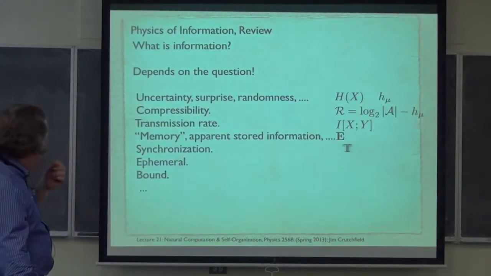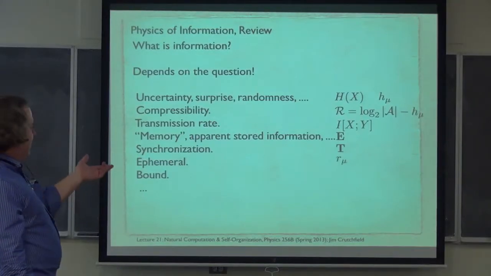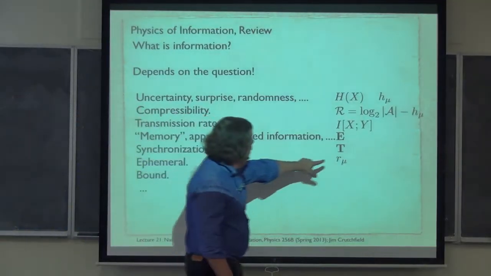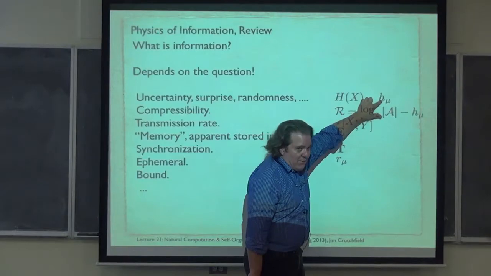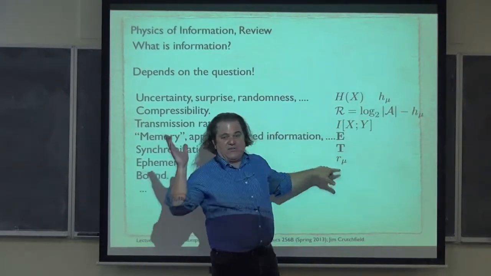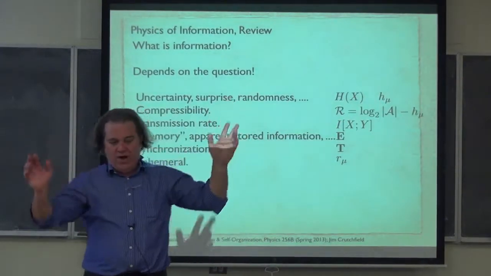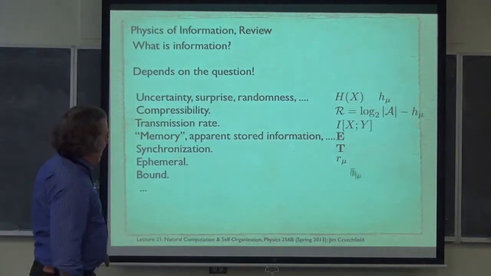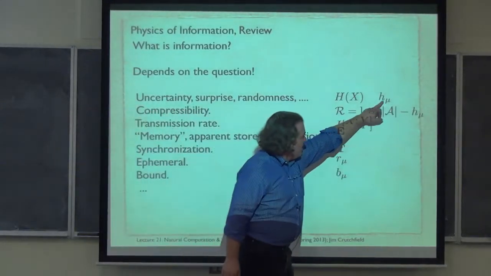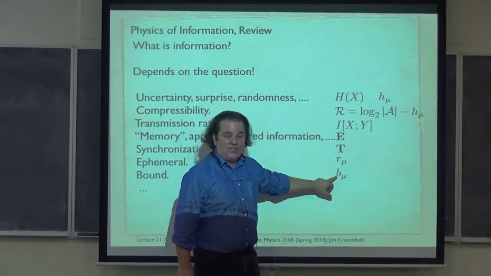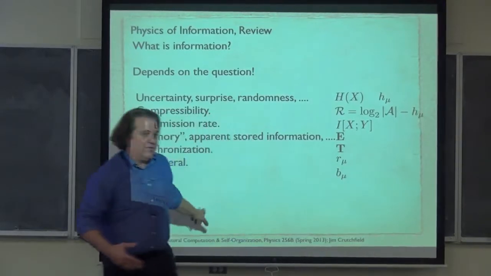Synchronization was the transient information. We had the ephemeral information, right? That part of the spontaneously generated information that just gets forgotten. The system just throws it away. And then the complement to that was that part of the spontaneously generated information that gets stored and has an effect on future behavior. That was the bound information.